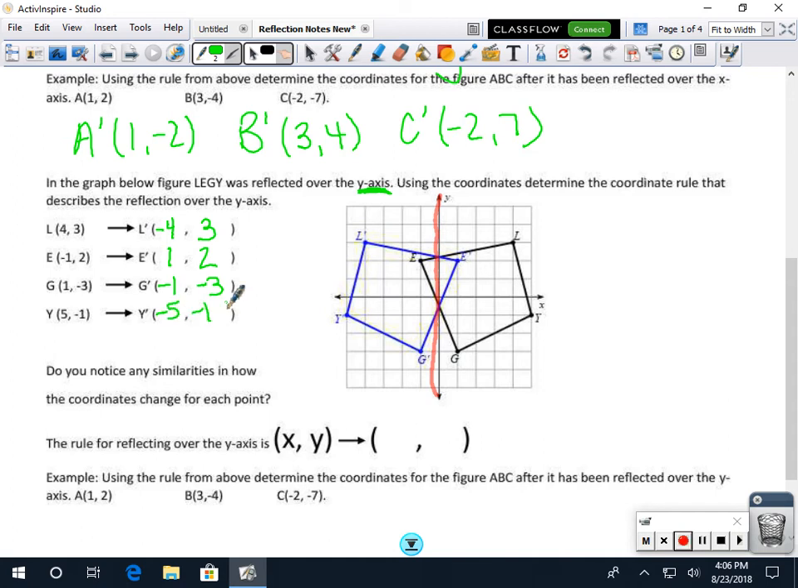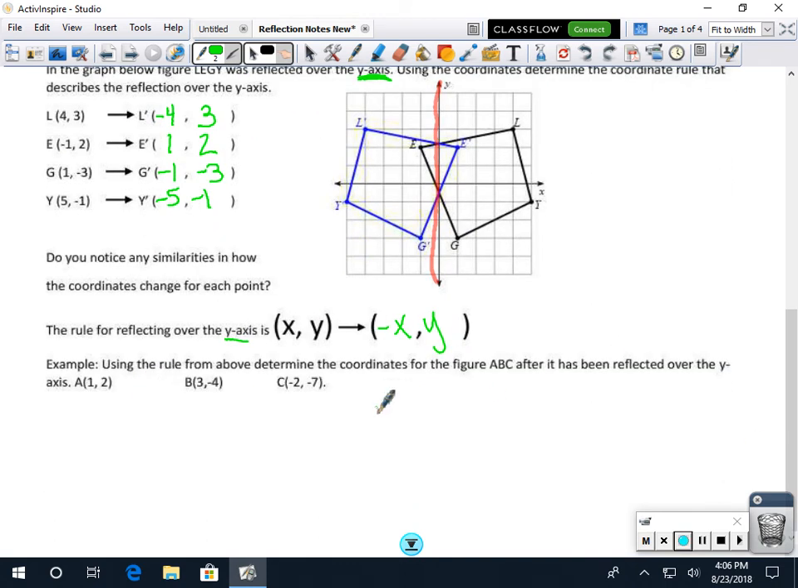And so this time, the pattern that's happening here is that the x's are changing signs and the y's are staying the same. So when we reflect over the y-axis, (x, y) goes to (negative x, positive y).